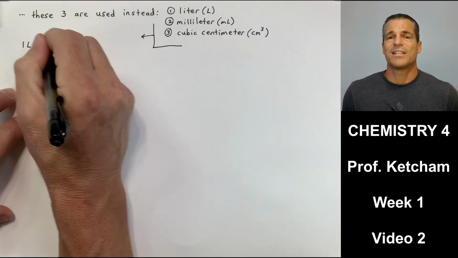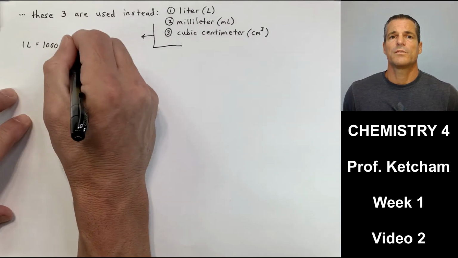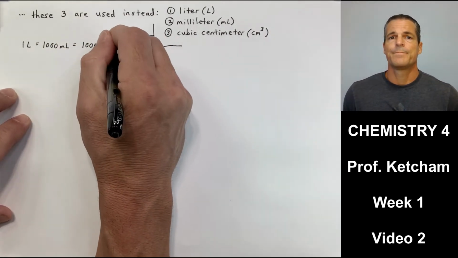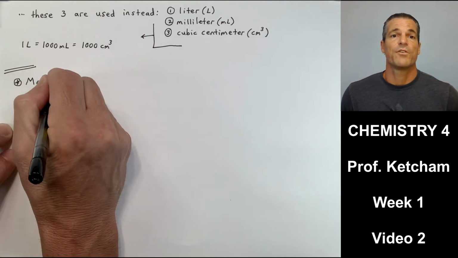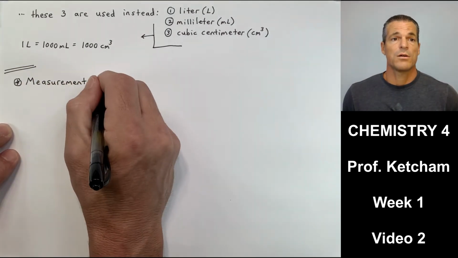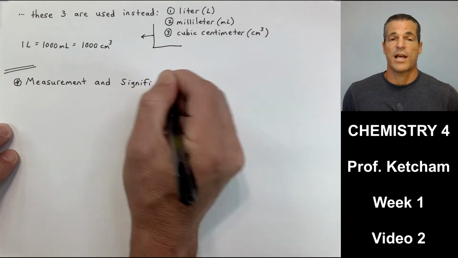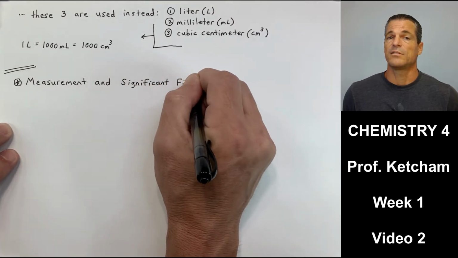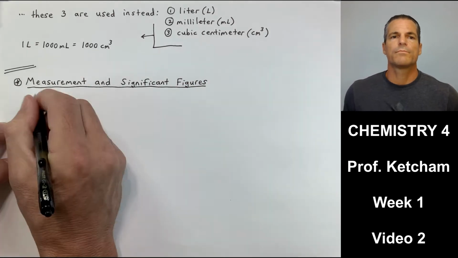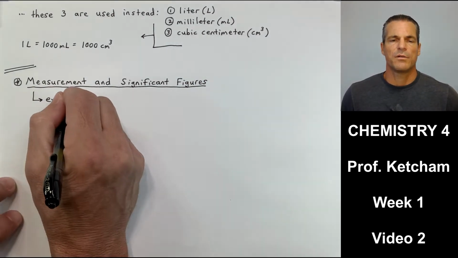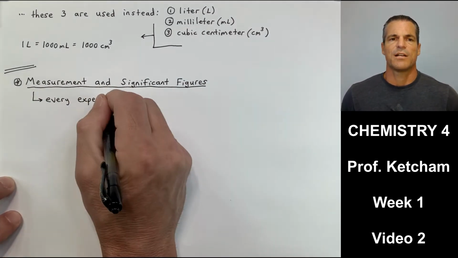So number 1 is the liter, capital L. We also use the milliliter, mL, and the cubic centimeter, which is centimeters cubed. The conversion factors for those 3 are 1 liter is equal to 1,000 milliliters is equal to 1,000 centimeters cubed. And we'll use more of that later on, and a lot of your homework problems will address some of that stuff.